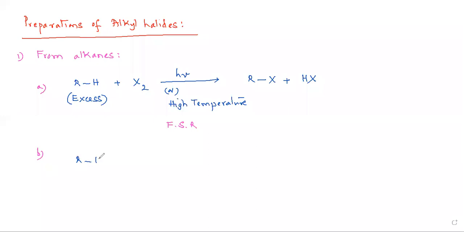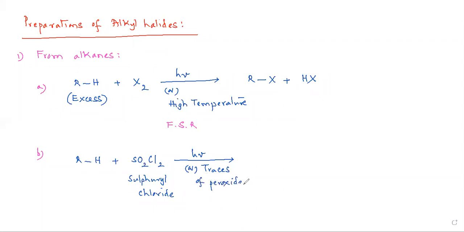Now this. See, alkanes react with sulfuryl chloride in the presence of sunlight or traces of peroxide to form alkyl chloride, HCl and sulfur dioxide. Let us take the mechanism of this.